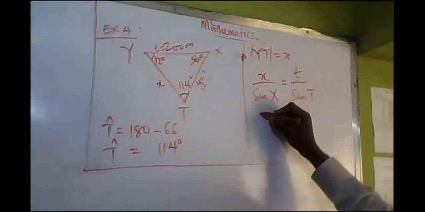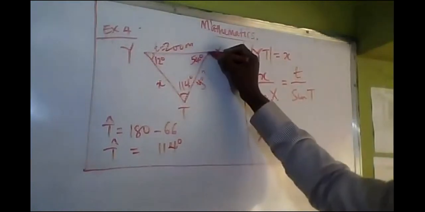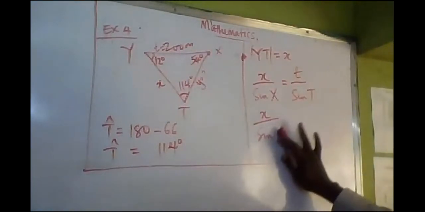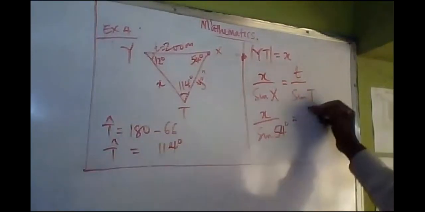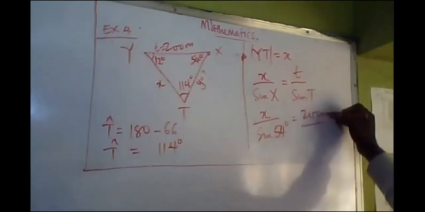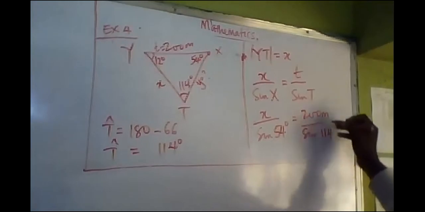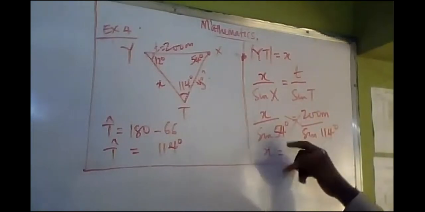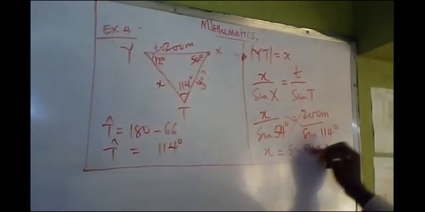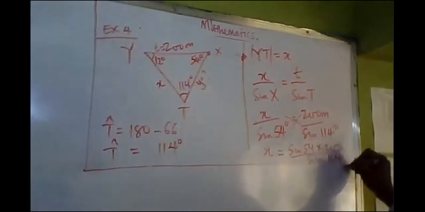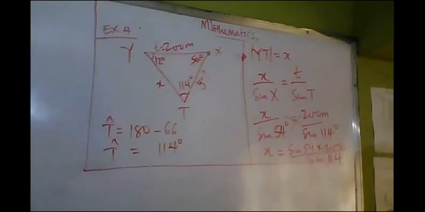So what is the x there? That's what we are looking for, sine x. This is where x is sine x. So sine x is what? 54 degrees equal to, what's your small t? 200 over sine t, sine 114 degrees. So if you cross multiply, x will now give us this times this divided by this. Sine 54 times 200 divided by sine 114, and you get your answer. So very, very simple and straightforward.